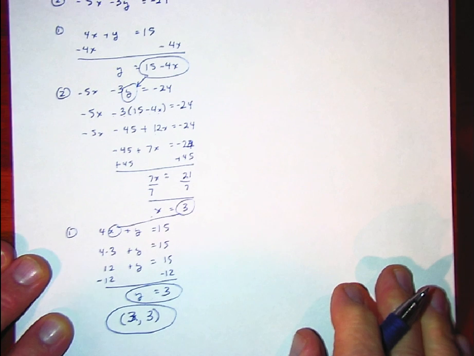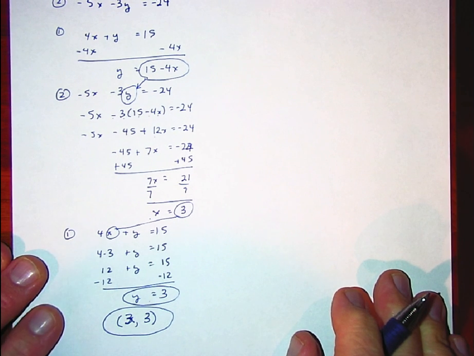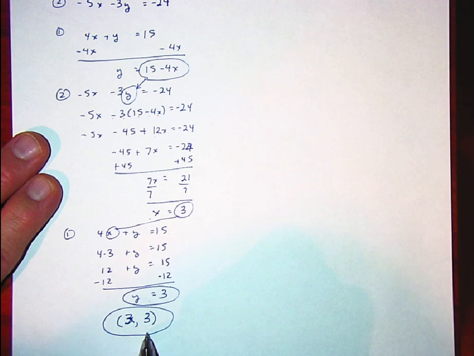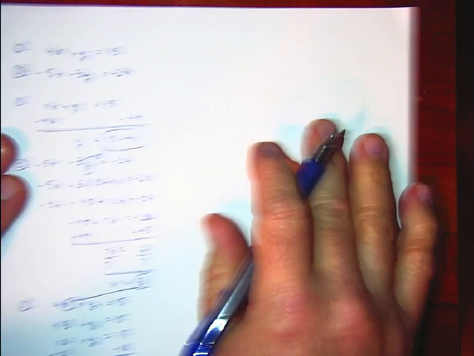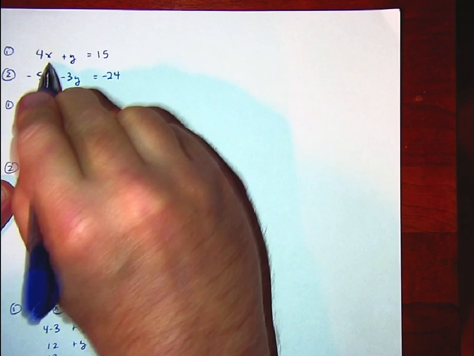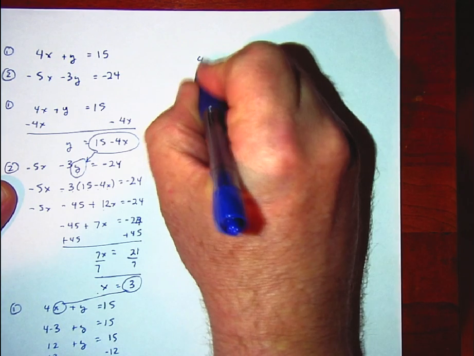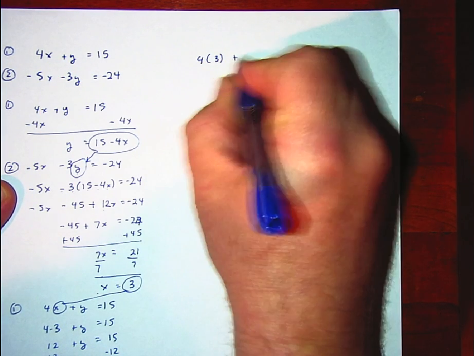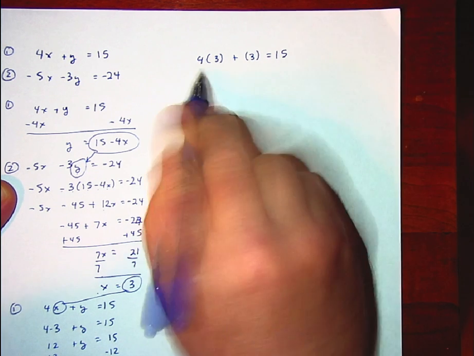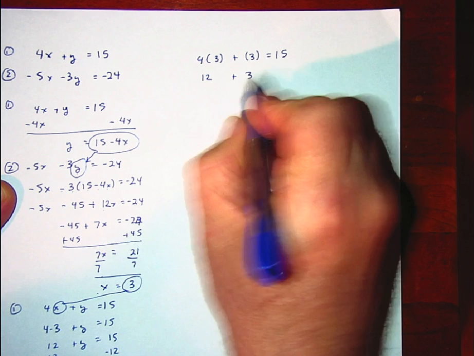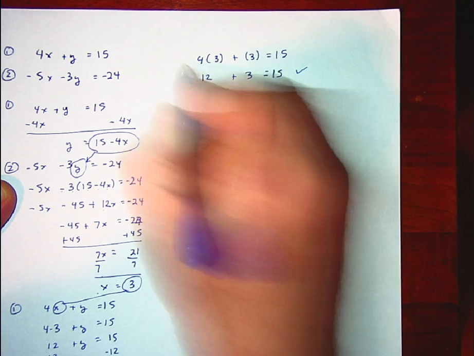The last step we need to do is to check our work. So we'll plug this value back into both equations from the original. Our first equation, when I substitute 3, I get 4 times 3 plus the y was 3 is equal to 15. Now here we have 12 plus 3 is equal to 15. So it checks with the first equation.